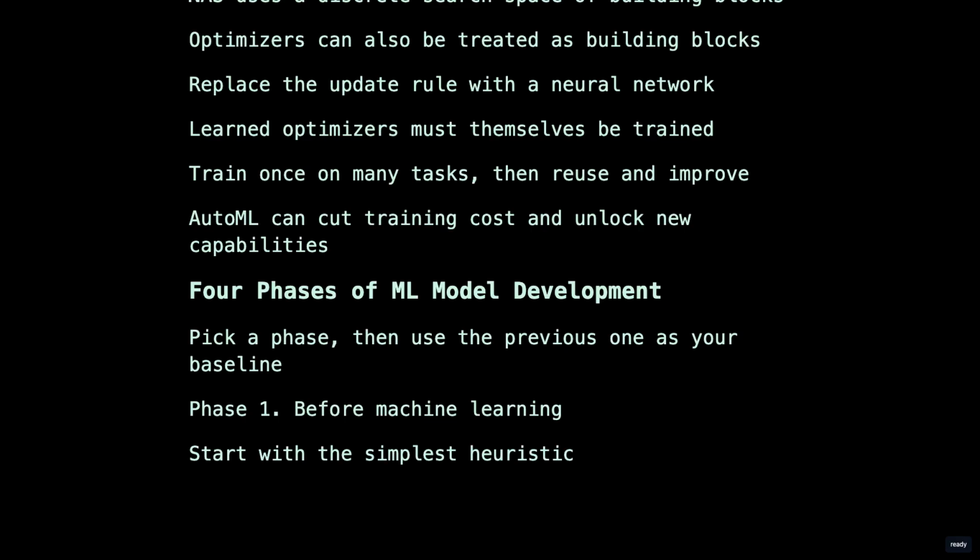A strong heuristic can already capture a meaningful fraction of the target behavior. That gives you a baseline and tells you whether the problem is even worth solving with ML.